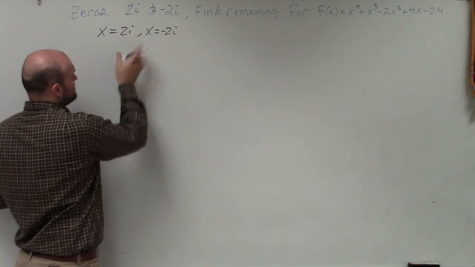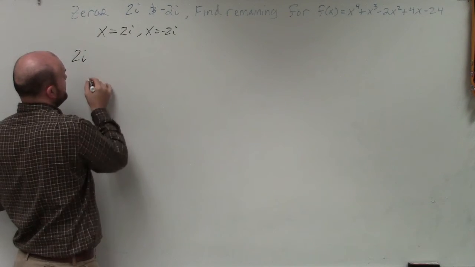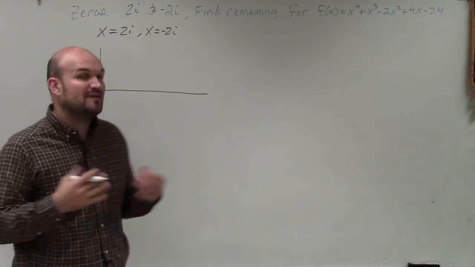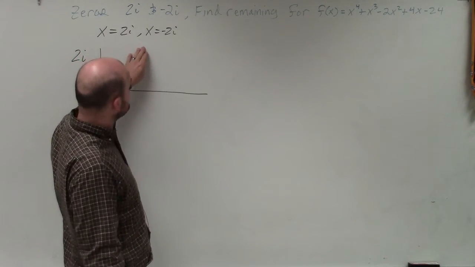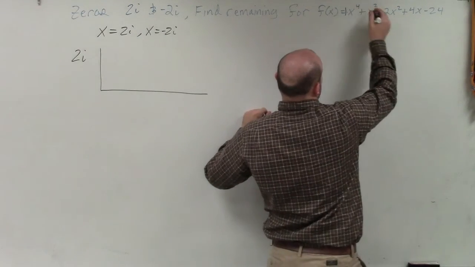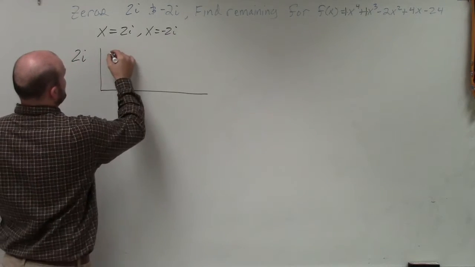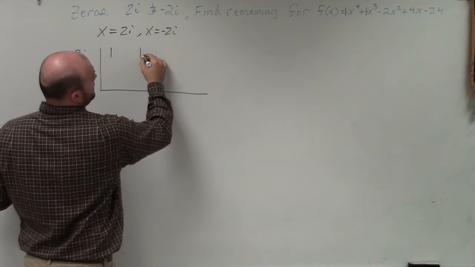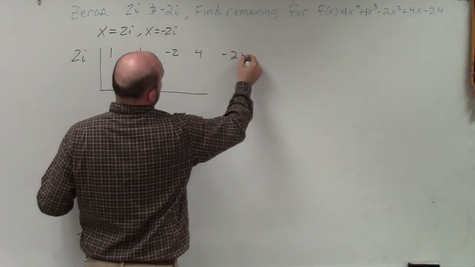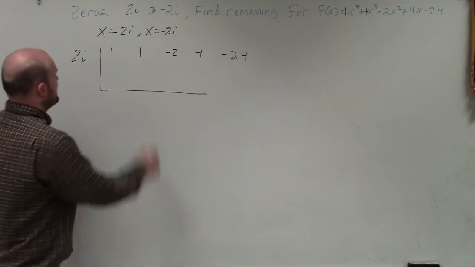But to get some practice with our synthetic division, especially with operations of complex numbers, I can take one of my zeros and then use synthetic division to find another factor. Remember, in synthetic division, we take the coefficients of all of our terms, making sure that if we're missing any term, we include a 0. In this case, I have 1, 1, negative 2, 4, and negative 24. Now what we're going to do is bring down the 1.